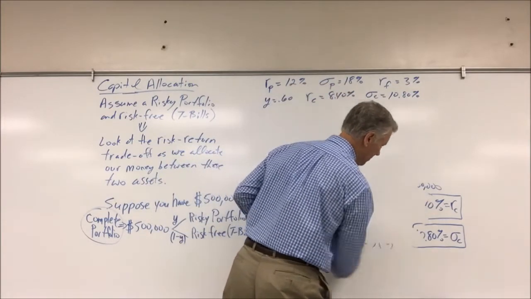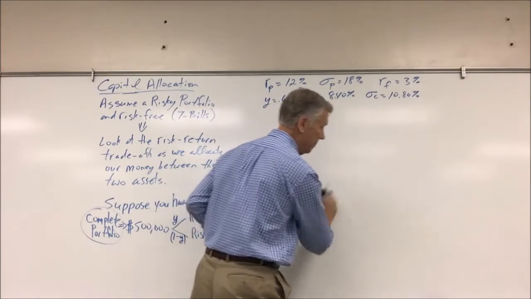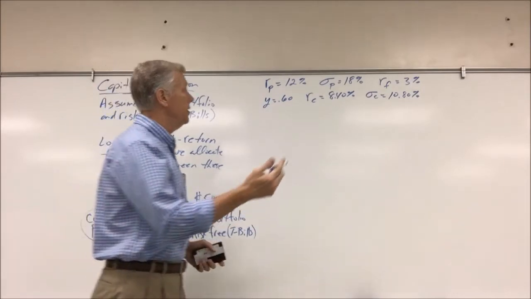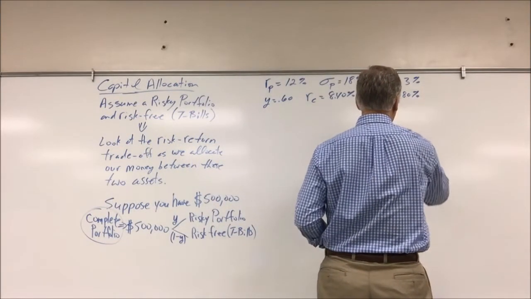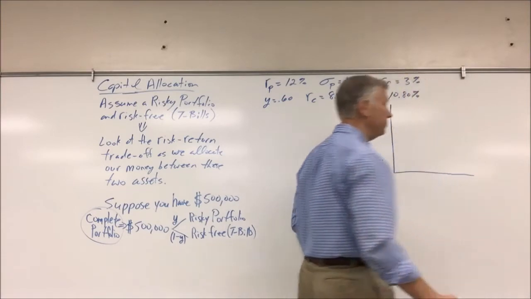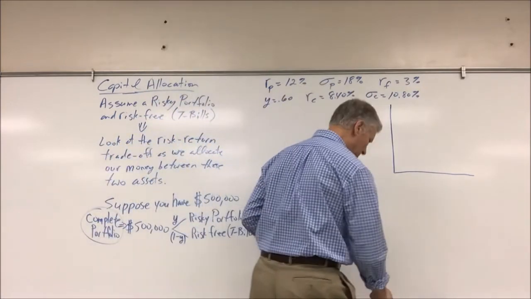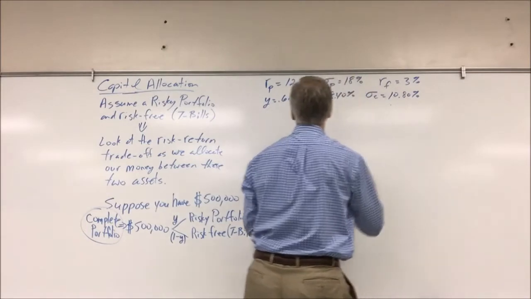So what we want to do here is work through an example of how we can, regardless of what the combination is, know what the risk is and know what the rate of return is. Okay? So to do that, what I want to do is just draw a graph here. Draw a graph. And what I want to do is give myself a little bit more room. Let's do it over here.